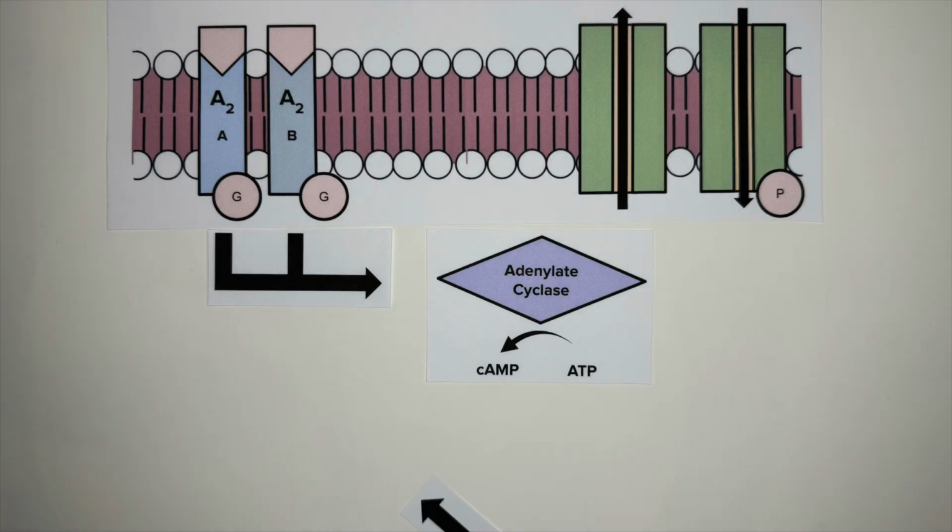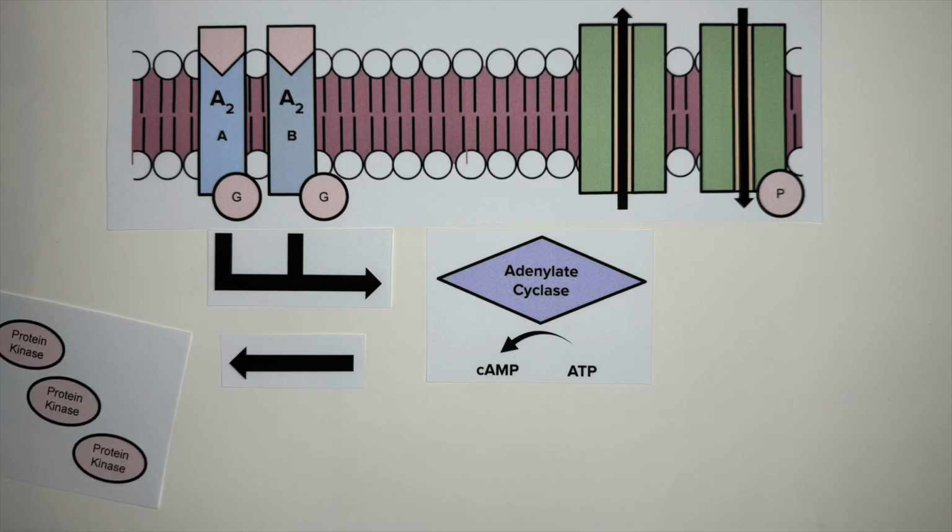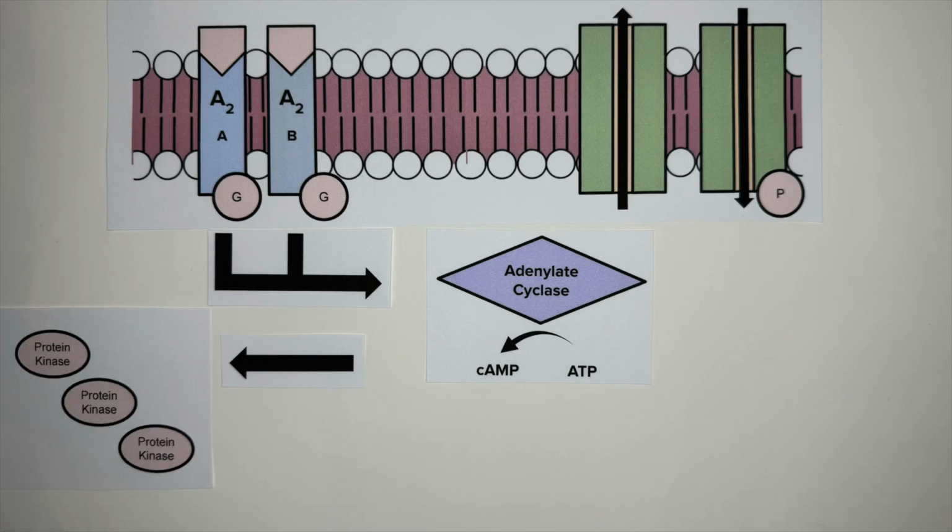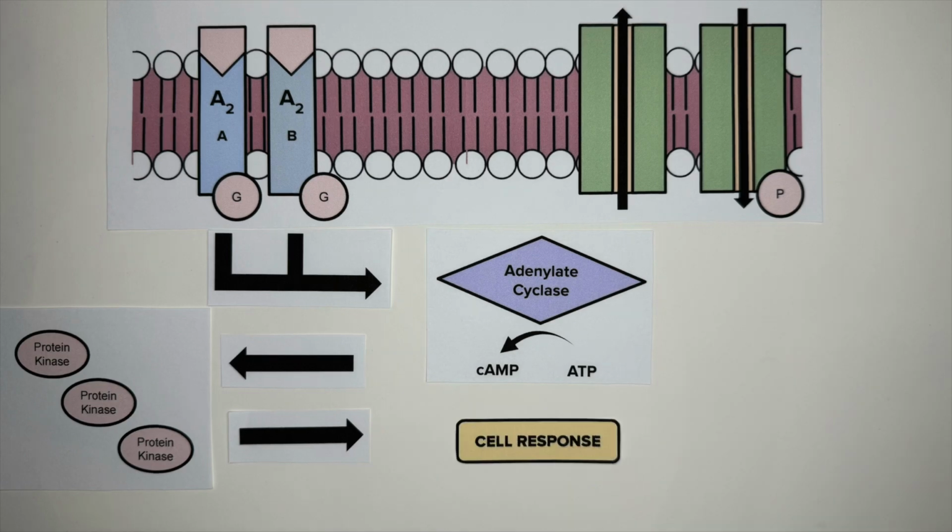This change results in the movement of a G-protein to the enzyme adenylate cyclase. Adenylate cyclase facilitates the conversion of ATP into cyclic AMP, which also happens to be the second messenger. The amplification of the signal in the form of cAMP starts a phosphorylation cascade of protein kinases that eventually activates a protein to initiate a cell response.